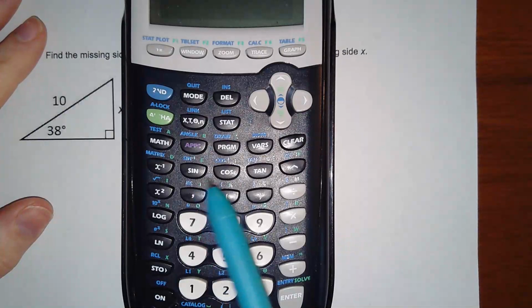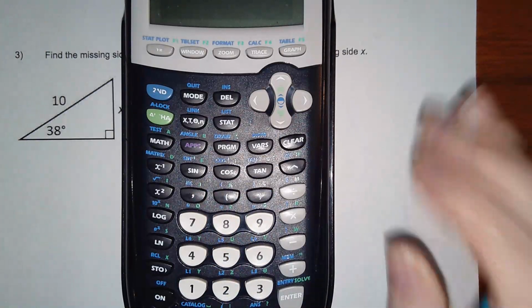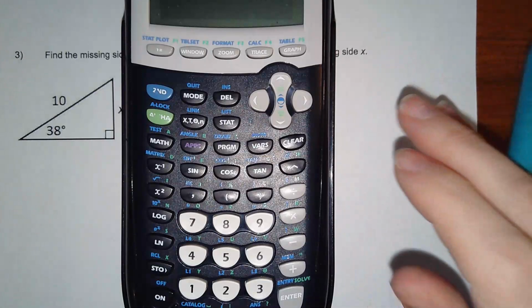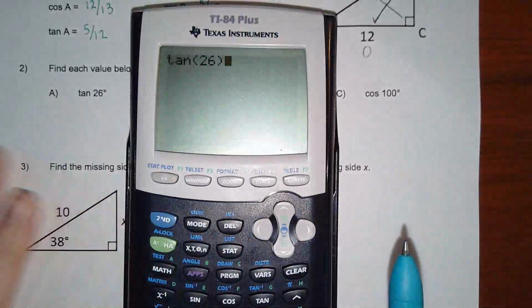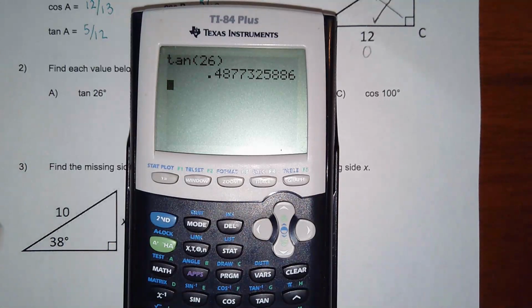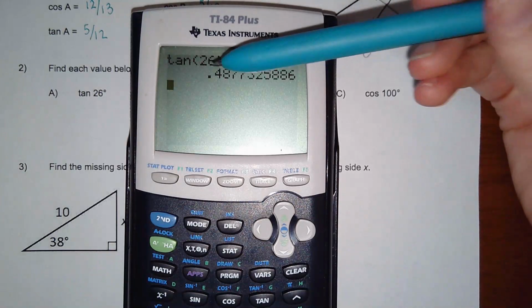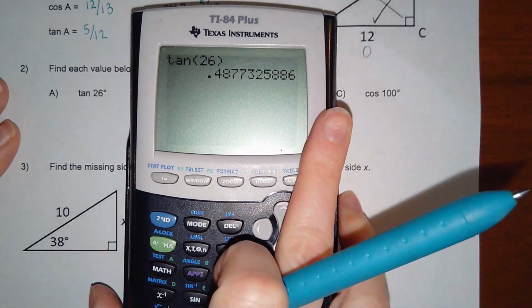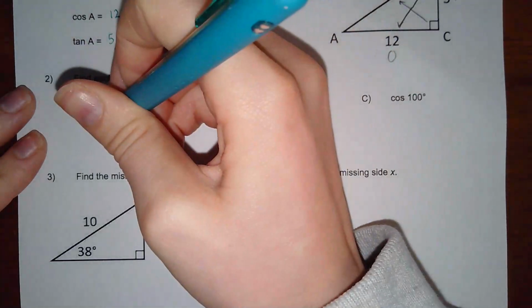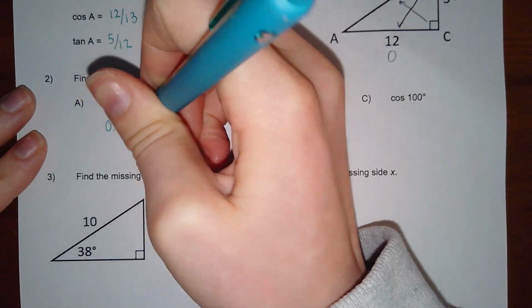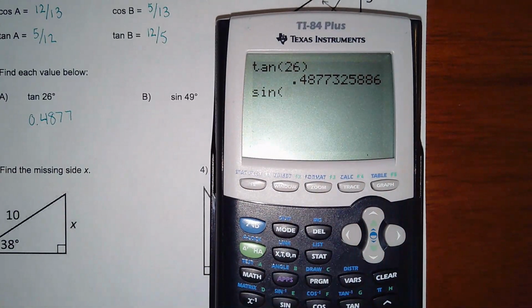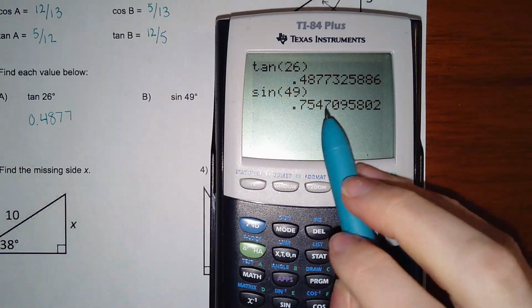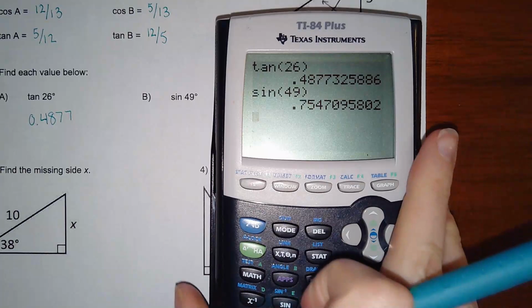All right, typing these is pretty straightforward. You should have a sine, a cosine, and a tangent button. Even on a scientific calculator, you should have those as well. So to type in the tangent of 26, I'm just going to type in tan 26 and press enter. We're going to get in the habit of writing 4 decimals, so I'll say that's 0.4877. The sine of 49, again, you should have a sine button, so we can press sine and type in 49, and I'm going to write down 4 decimals, so I'll say 0.7547.